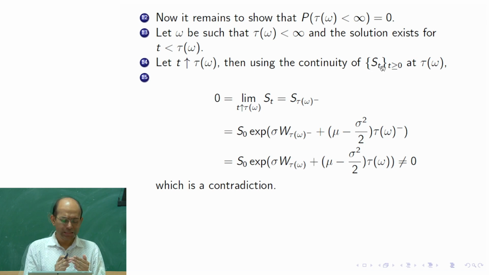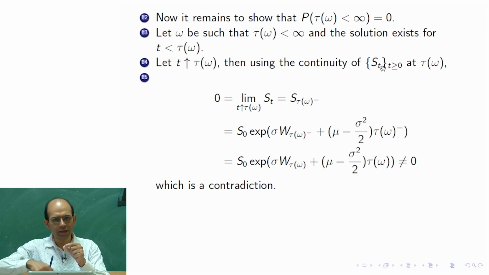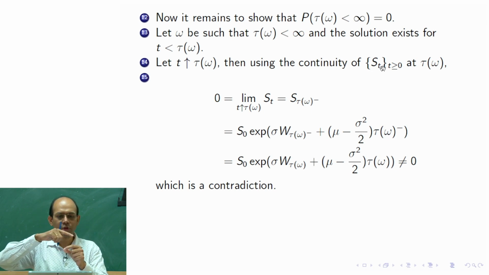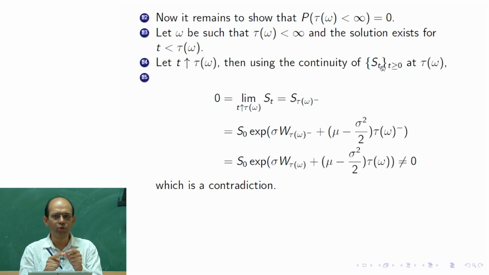Since S_t is a continuous path solution, tau(omega) is the time when S_t becomes 0 or negative, but before that it was positive. So if it has a continuous path, at tau(omega) it should be 0, correct? It cannot be negative. So here the limit as t approaches tau(omega) of S_t, that is S at tau(omega) minus, is 0.